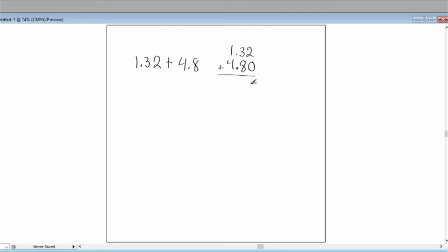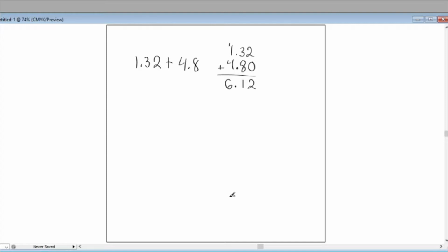So 2 plus 0 is 2. 8 plus 1 is 1... we carry that 1 over. 1 plus 1 is 2, plus 4 is 6. And then our decimal drops straight down. There you go. That's it.